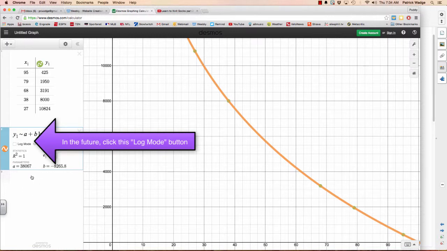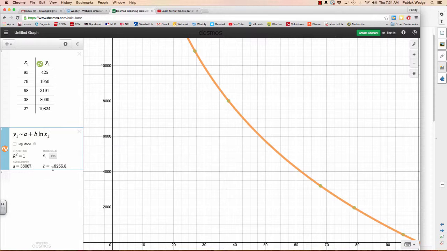It's done already. All those steps we had to do on the TI-83 are now done for us by Desmos. It tells us that the A value is 38,067, and it tells us that the B value is negative 8,265.8. And so that's great. Look at the curve, it goes right through the points, so it looks like we did a really good job. We're ready to write down the equation.